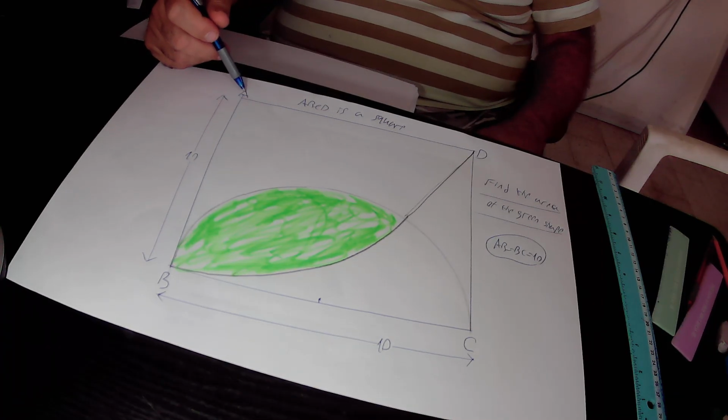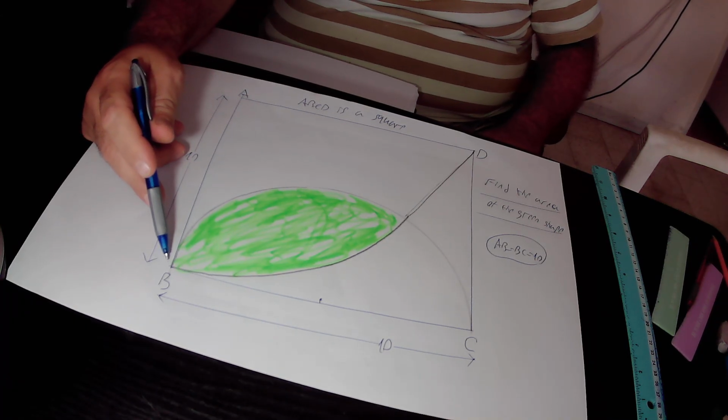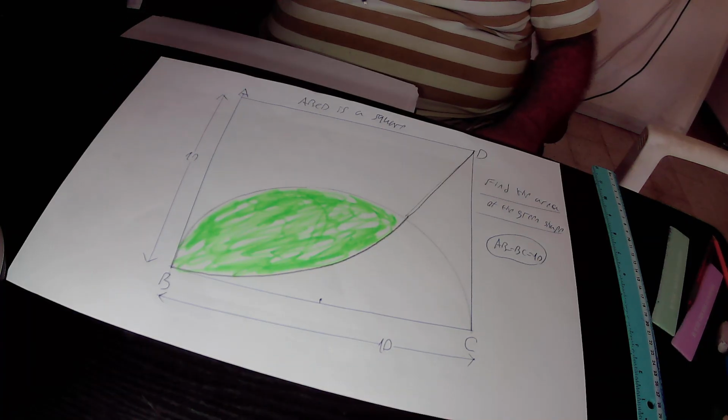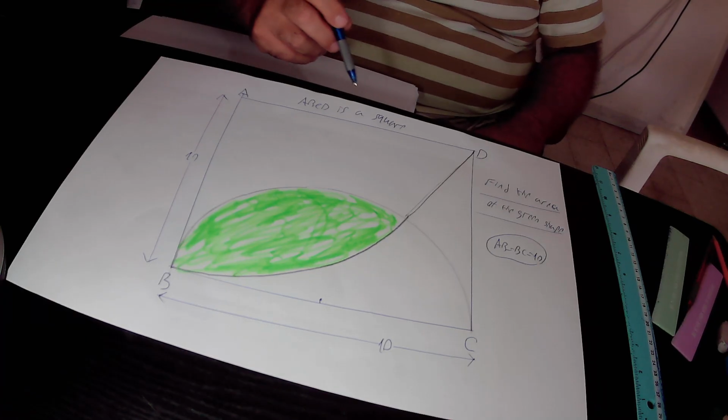Point A is the center of the quarter circle. Point B is a point on the quarter circle itself. Therefore, AB is the radius of the quarter circle and is equal to 10. Likewise, AD is also a radius of the quarter circle and is equal to 10.